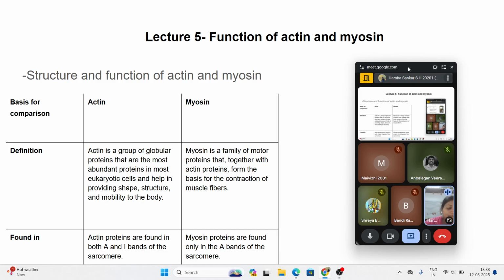Actin is present in both the A and I bands of the sarcomere, and myosin is found only in the A band of the sarcomere. Okay.